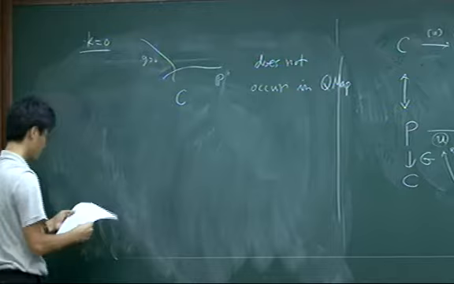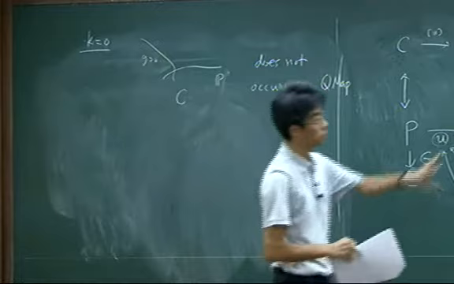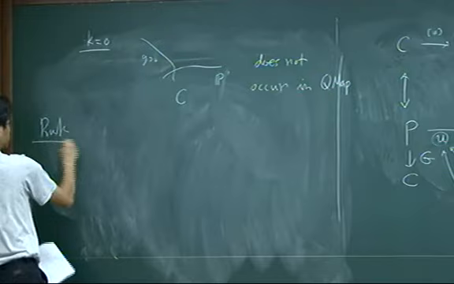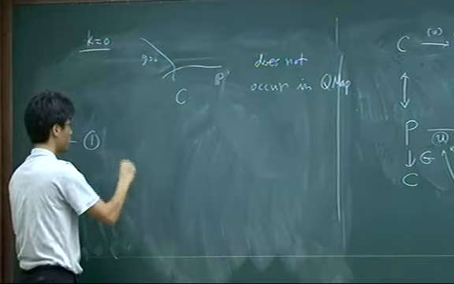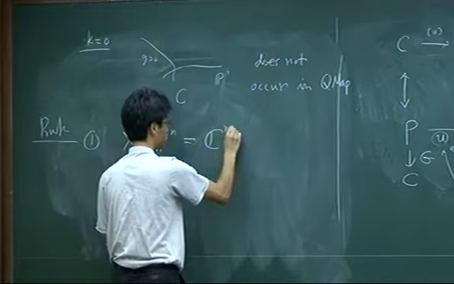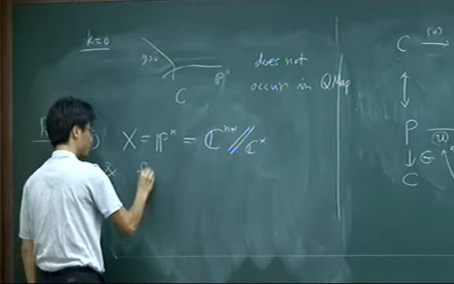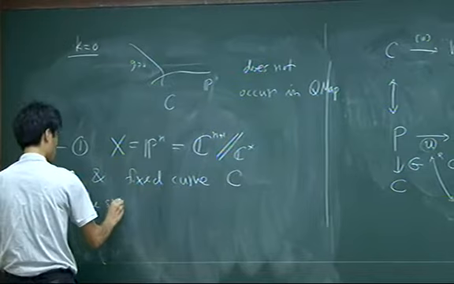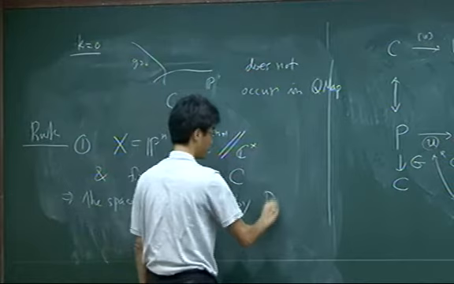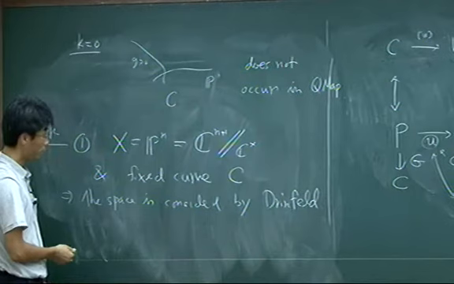So let me give some historical remarks about that space, because in fact some cases are known already. First of all, the P^n case, when X is P^n, which is obviously a GIT quotient. In that case we fix the curve, so we do not allow a varying curve C, I'm just fixing C. The space was actually considered by Drinfeld, and he named that map a quasimap.